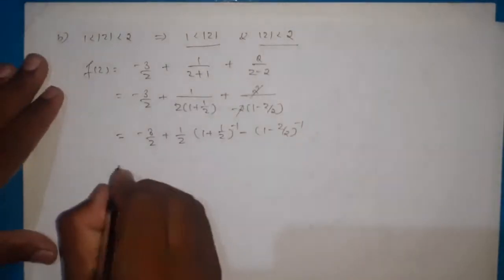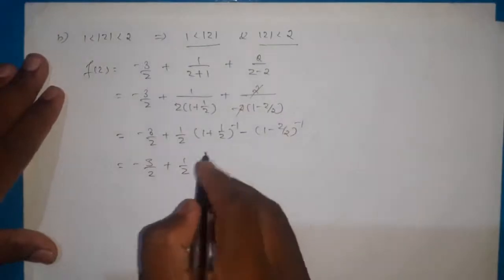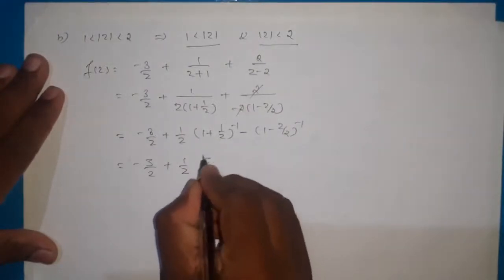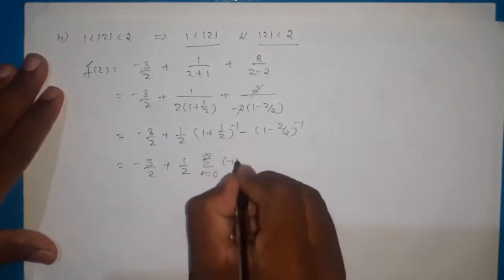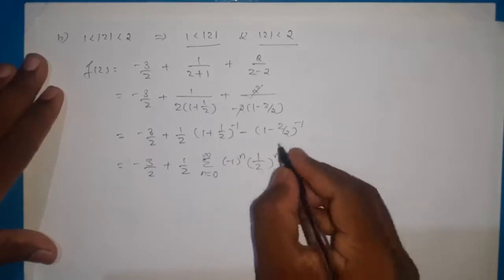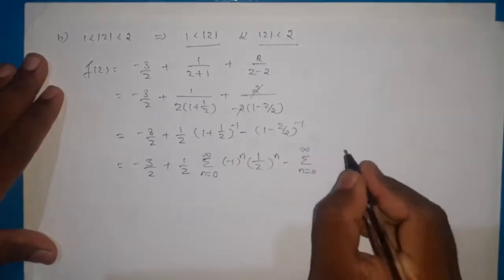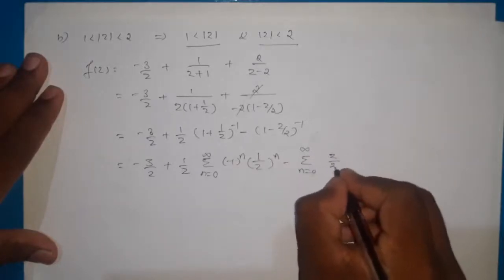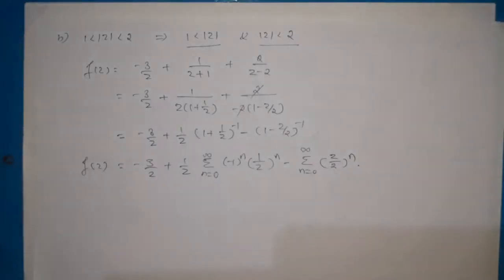And now here it is minus 3 by z plus 1 by z into, again here summation over n equal to 0 to infinity, it is of the form 1 plus x. So therefore minus 1 whole power n, 1 by z whole power n, minus, this is 1 minus x, no problem, summation over n equal to 0 to infinity, z by 2 whole power n. That is the expansion of the series in the given region.